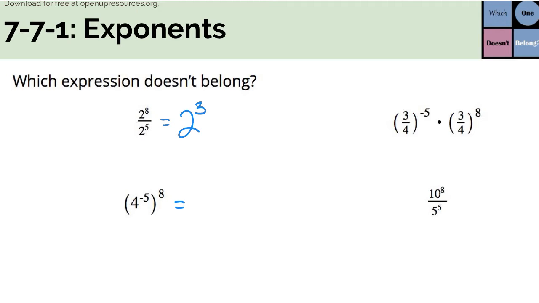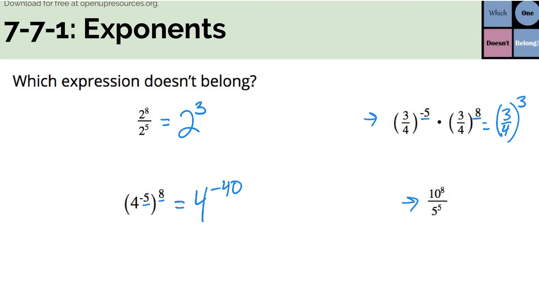The next one going down, I have a power to a power, so I know I can multiply those. So this will be the same as 4 to the negative 40th power. And going over here to my third one, here I have a fraction as my base, but that's okay. This is going to be the same as 3/4 to the 4th, and I'm multiplying, so I know that I can add those exponents. So that's going to be the same as 3/4 to the third power.